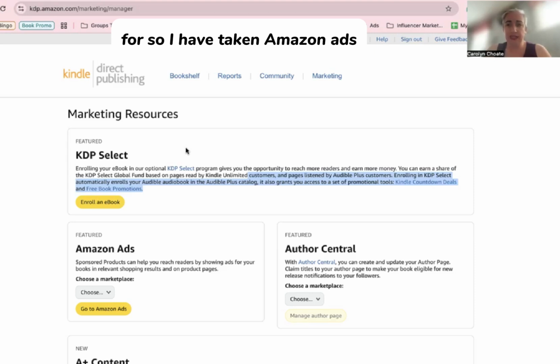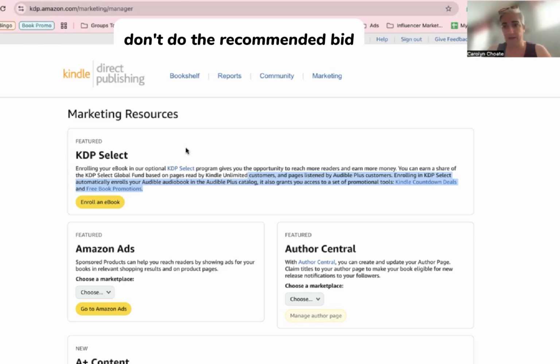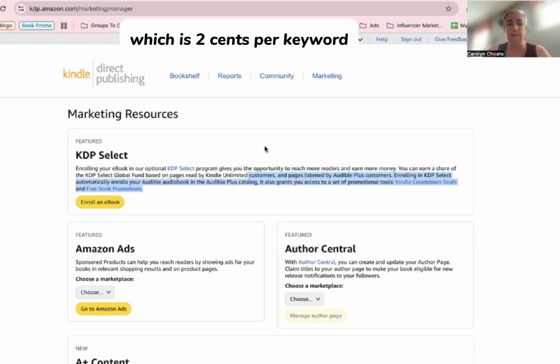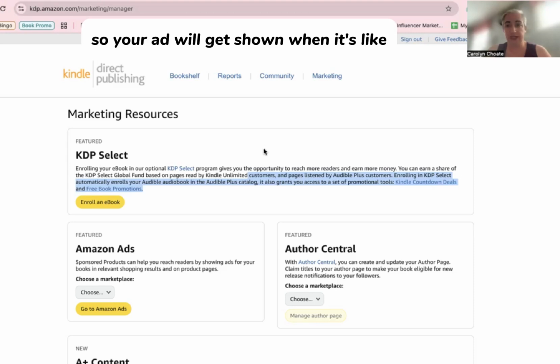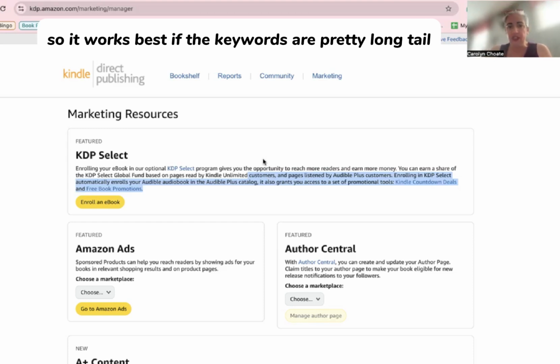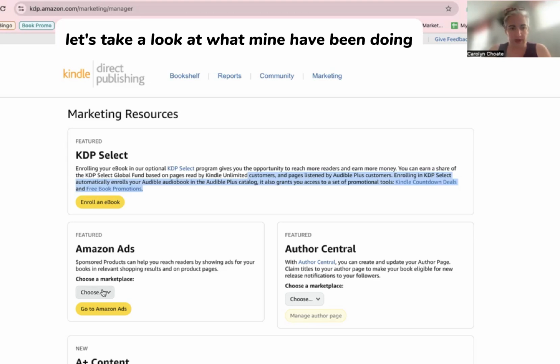So I have taken Amazon ads, the Brian Cohen challenge before, and he often says, don't do the recommended bid. The recommended bid is going to be something like 50 cents, go to 30 cents. But this idea was go to the minimum allowed, which is 2 cents per keyword. So your ad will get shown when it's the only one available for that keyword or slot. So it works best if the keywords are pretty long tail, unique, special, not big keywords. However, let's take a look at what mine have been doing.